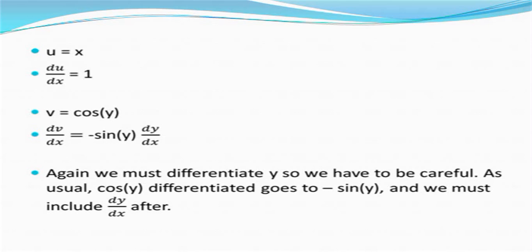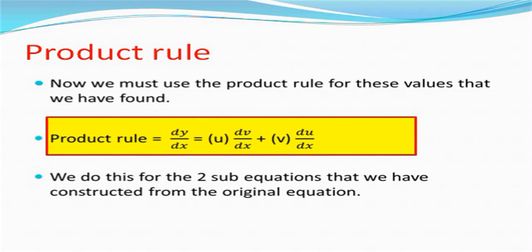Then to concentrate on v equals cos of y, the v becomes dv/dx because we're differentiating with respect to x, and the cos of y becomes minus sin y dy/dx. You'll find that in your maths tables that cos differentiates to minus sin. So then we're using the product rule, which I said you can find in your maths log tables. And the product rule states that dy/dx equals u by dv/dx plus v by du/dx, and we'll sub in our two equations.